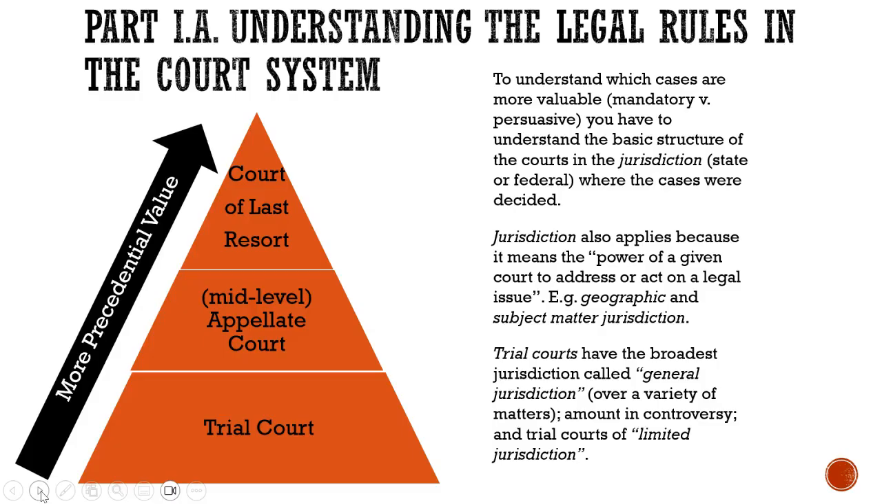Now, to understand which cases are more valuable, which means mandatory versus persuasive, you need to understand the basic structure of the courts in the jurisdiction, whether it be state or federal, where the cases were decided. So imagine you're reading cases. You're looking at case law. You're looking at the back story from previous precedent. So jurisdiction will come into play because it means the power of a court to address or act on a legal issue. Geographic jurisdiction and subject matter jurisdiction are two common forms of court jurisdiction.